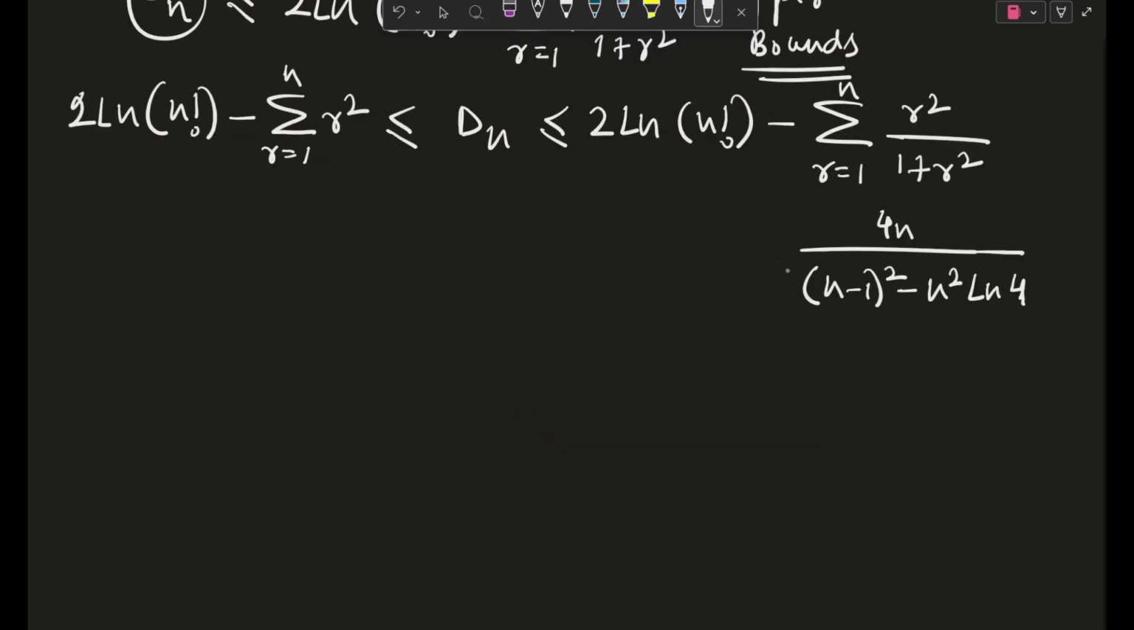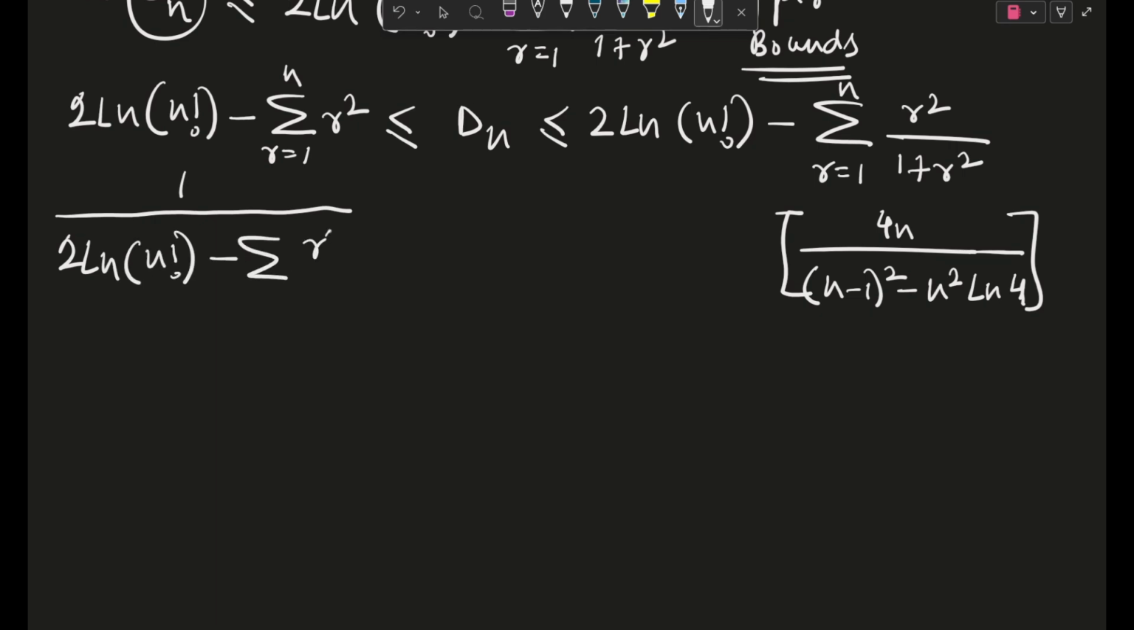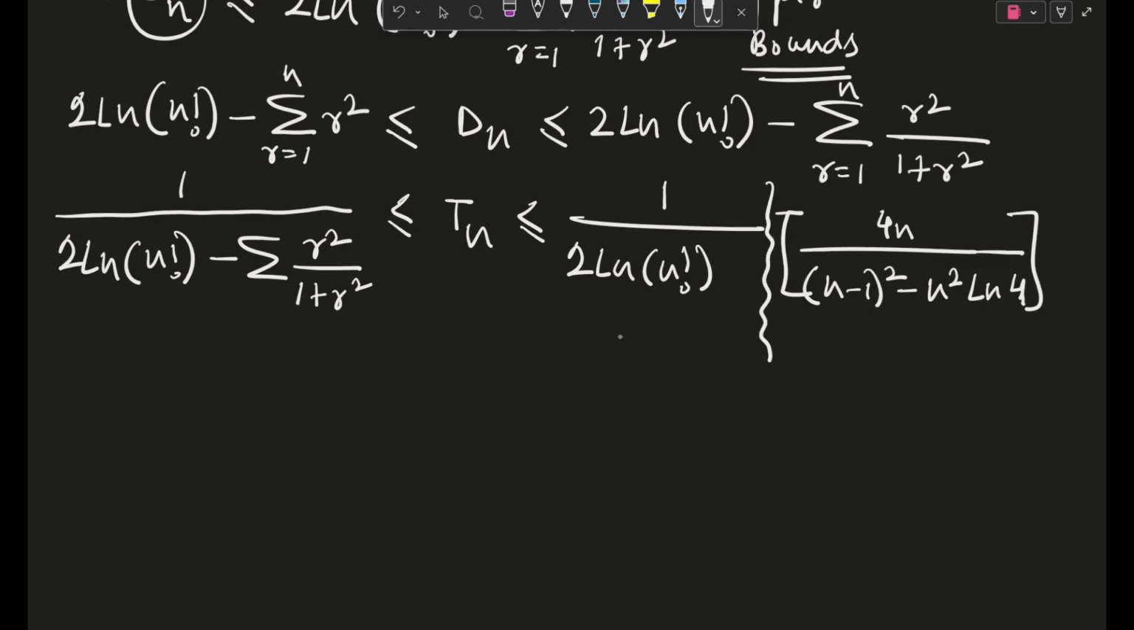Okay guys, so actually I wrote out this expression, which was our target expression. Like, not target expression, we have to compare, right? So now if I take reciprocals on both sides, what this will become is 1 by 2 ln n factorial minus sigma r square by 1 plus r square less than or equal to Tn, which was our final expression given. And this will be 1 by 2 ln n factorial minus sigma r square. So this is actually the inequality bound for the first Tn term.